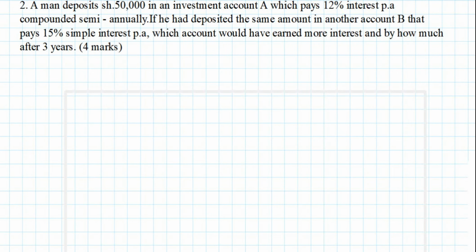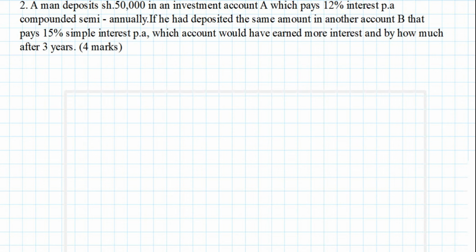So in our second question, we are told that a man deposits 50,000 shillings in an investment account A, which pays 12% interest per annum, compounded semi-annually. If he had deposited the same amount in another account B that pays 15% simple interest per annum, which account would have earned more interest and by how much after 3 years? And here we have been given 4 marks.